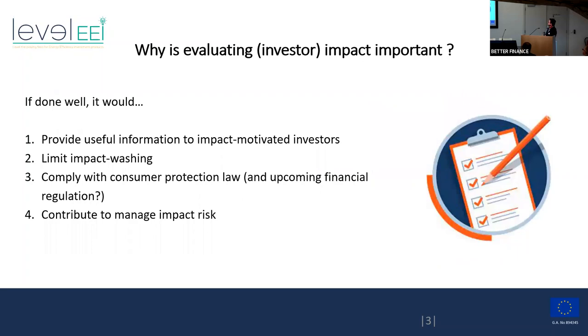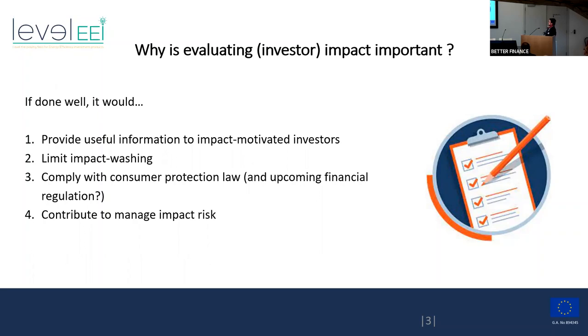It's a problem because investor impact measurement would be very useful for providing information to impact-motivated investors who want to know which impact product to choose and how to compare different so-called impact products with each other. Second, it would be useful for limiting impact washing, so the tendency to say you're doing impact, but in practice, you're not. It's only claims, misleading claims. Third, it would be useful for complying with consumer protection law, which basically says that you have to substantiate all your claims, including impact claims.